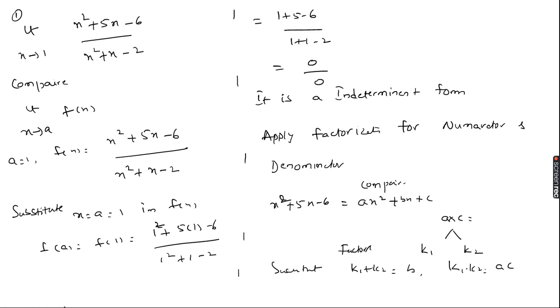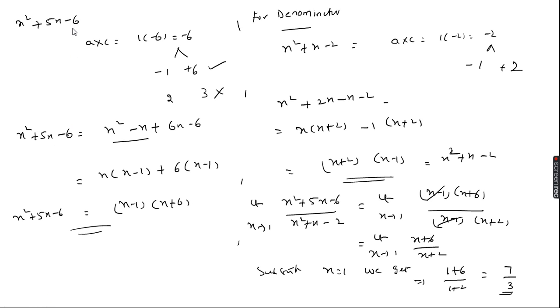For the numerator, x square plus 5x minus 6 can be written as x minus 1 into x plus 6. For the denominator, x square plus x minus 2 can be written as x plus 2 into x minus 1. And both x minus 1 are cancelled. We get x plus 6 by x plus 2. So we substitute x is equal to 1, we get 1 plus 6 by 1 plus 2, that is nothing but 7 by 3.